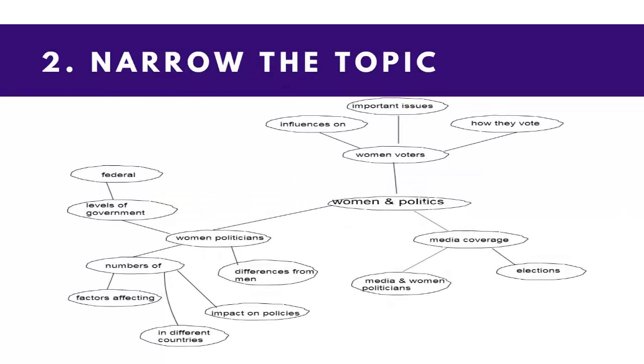Next, think of different aspects of the topic you could focus on. Here I've made a concept map of some of the different aspects of the topic women in politics. One might be women voters, how they vote, and whether they vote for women politicians. Another might be women politicians, differences from male politicians, how many there are, and what affects that. Once you've thought about what aspects of the topic there are, pick one of them to focus on. Let's pick numbers of women politicians and what affects that.